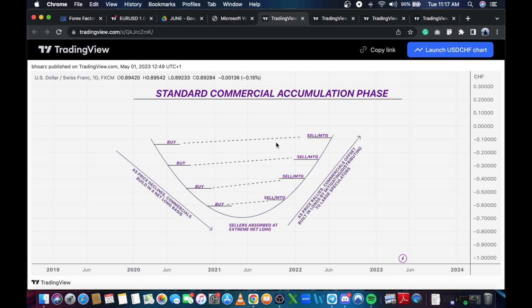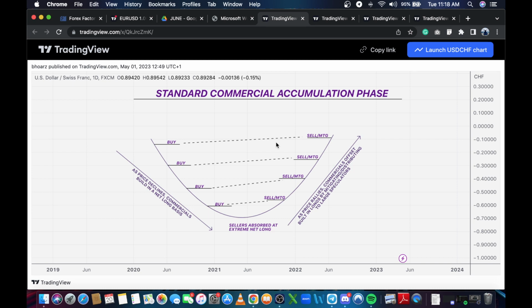So we're going to go over some really basic concepts which we did not touch on in modules 1, 2 and 3. Today we're going to talk about the market maker buy model, and the next video is going to be on the market maker sell model. The market maker buy model stemmed from the standard commercial accumulation phase, which we talked about in module 2 when we were talking about the COT report.